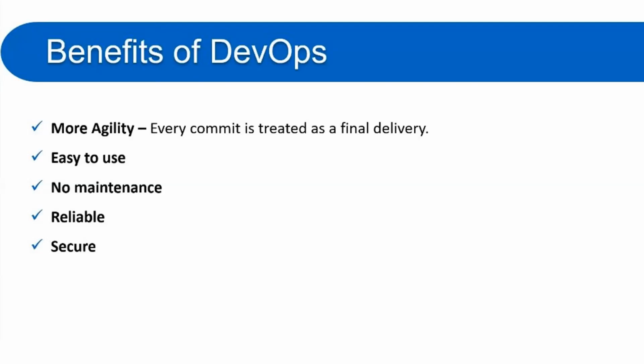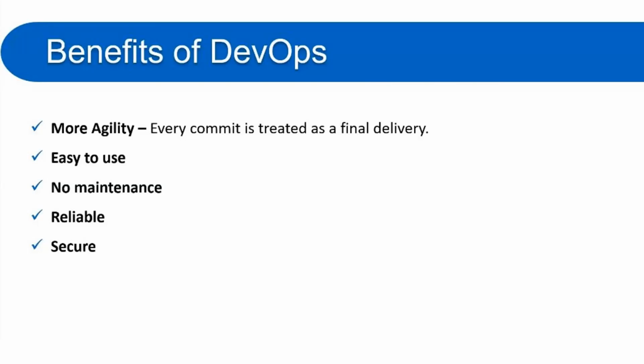So whether it is a small or a big change, every commit is where we are committing to our end users, which is a business or any other end users. We need to make sure it is not broken, and the final goal is to keep our customers satisfied. So one of the objectives of DevOps is that it should be easy to use. There should be less maintenance. It should be reliable and secure.